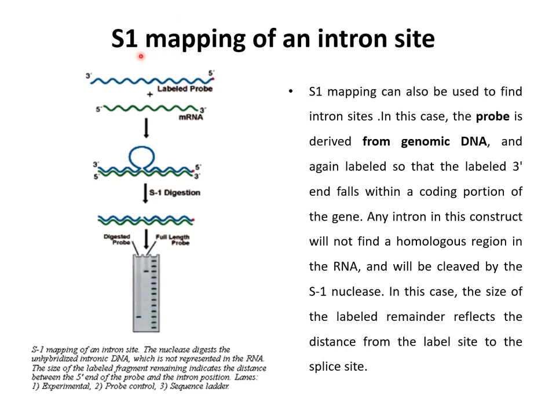I will show here also a diagram showing mapping of introns. Label the probe at one of the ends, hybridize to the RNA. Make sure this DNA probe contains introns plus exons. When you hybridize, this region represents the intron. This region will be single-stranded, so digest with S1 nuclease and you find the size of this probe. See in this diagram, the probe says, say, 300 base pair. That means the distance from here to here is 300 base pair. That means the intron is 300 base pair from the 5' end.